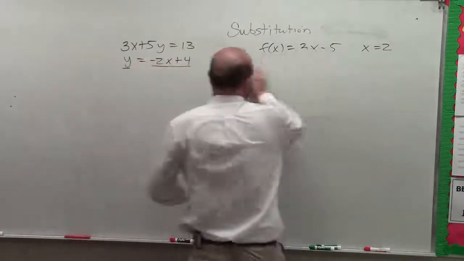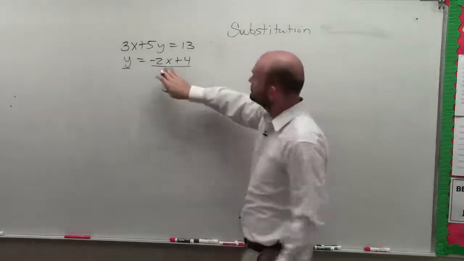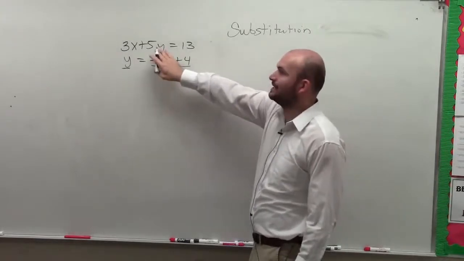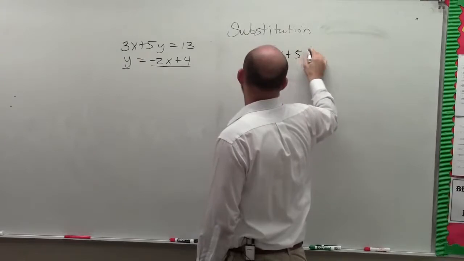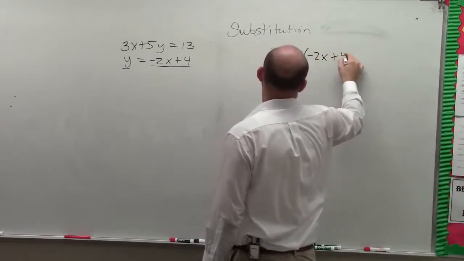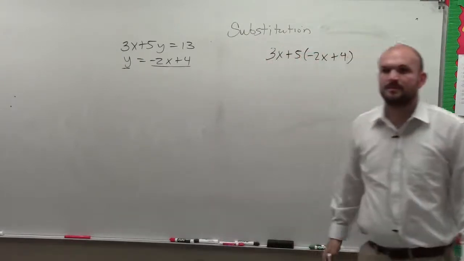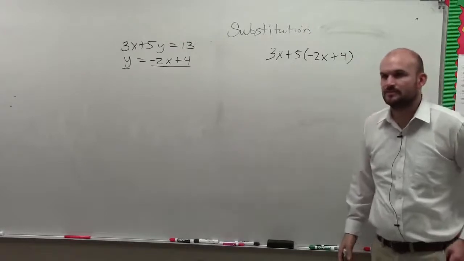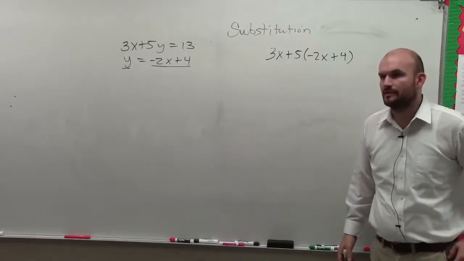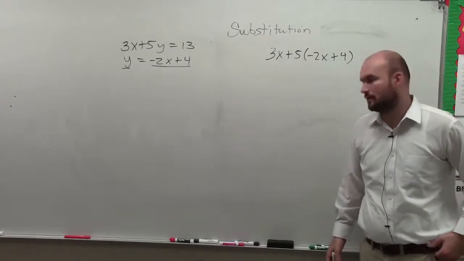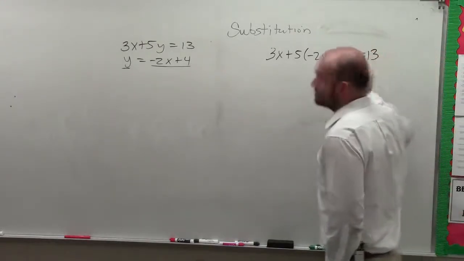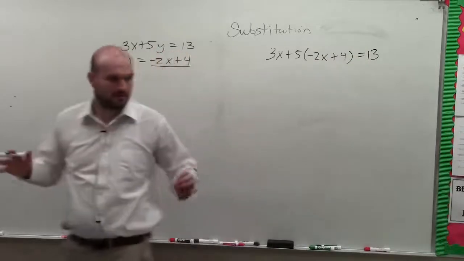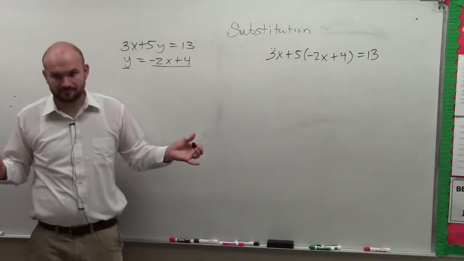So that's exactly what I'm going to do. I'm going to substitute in my expression in for y into the other equation. So I have 3x plus 5 times (-2x plus 4). OK, Jade? Got it? You doing all right? Does everybody see what I did? This is the big step right there.